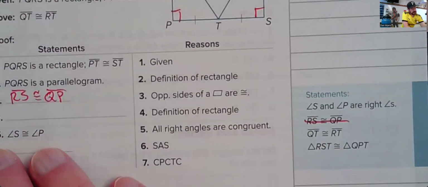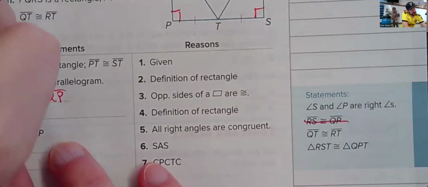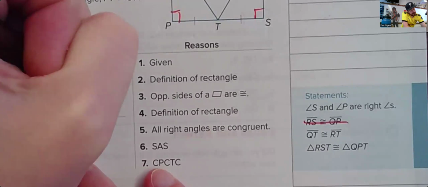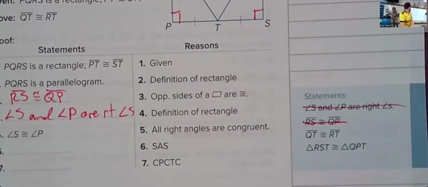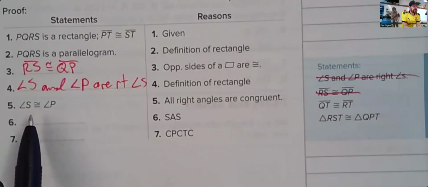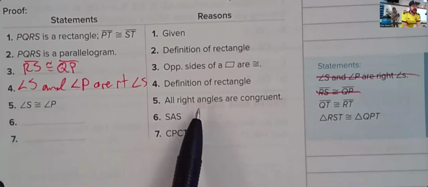Angle S and angle P are right angles. Cool. Because they're right angles, that means they're congruent. Because all right angles are congruent, because they're always 90. Bless you.